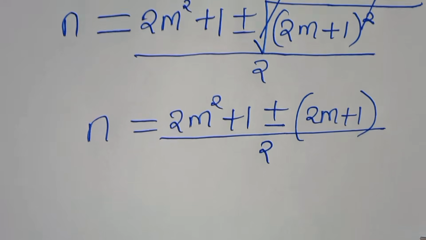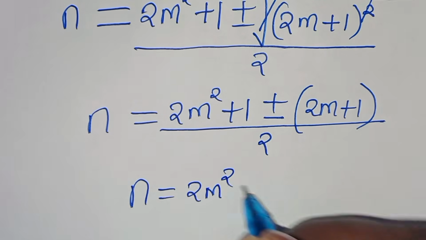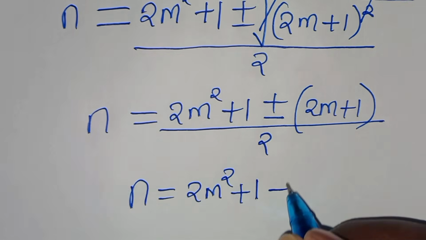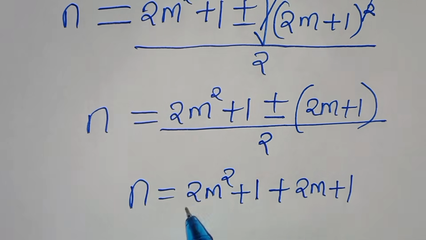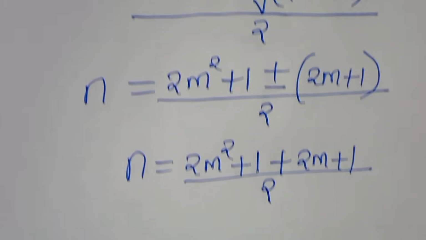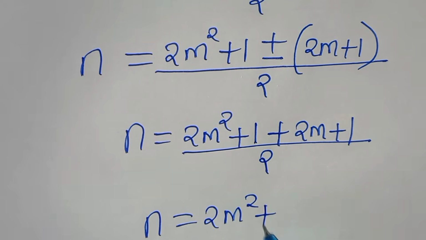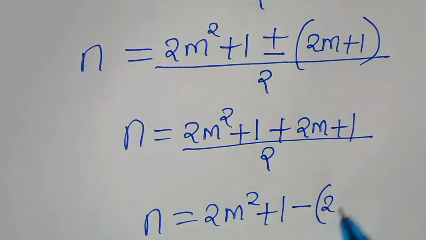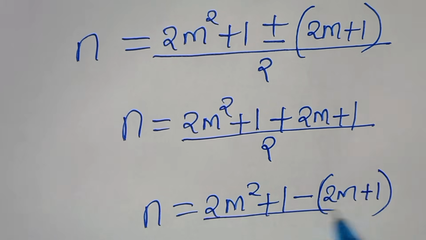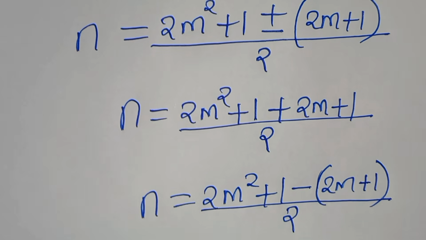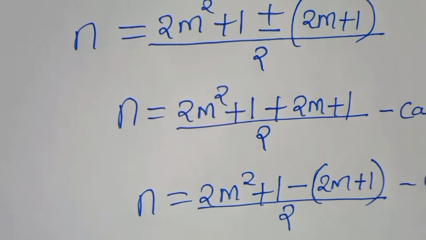So we have two possible values of n. We have n is equal to 2m squared plus 1, then plus 2m plus 1, everything here divided by 2. Then we have n is equal to 2m squared plus 1 minus 2m plus 1 in the parentheses, everything here divided by 2. So let's call this case 1 and this case 2.